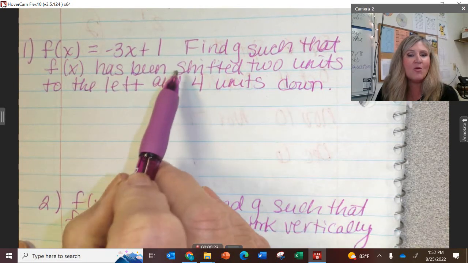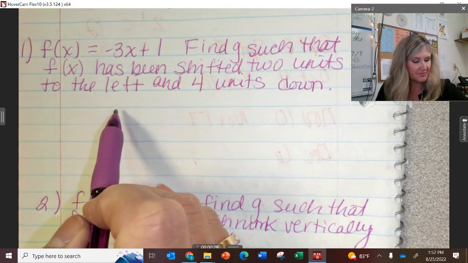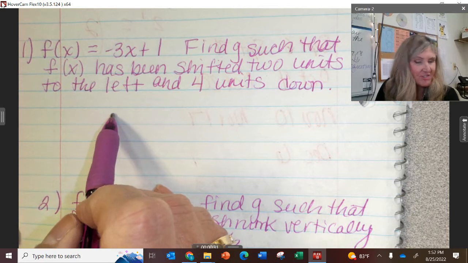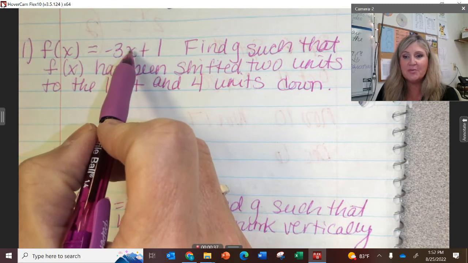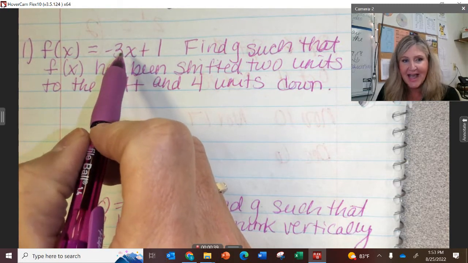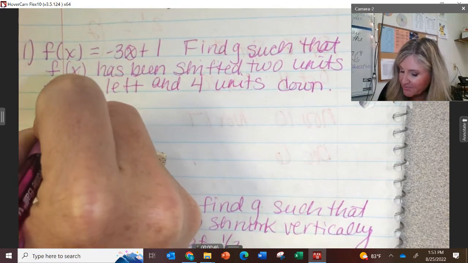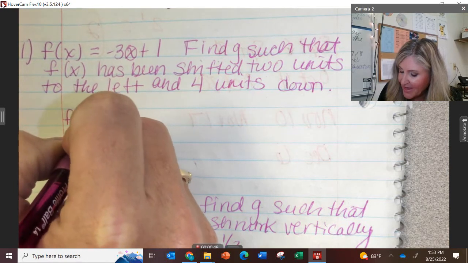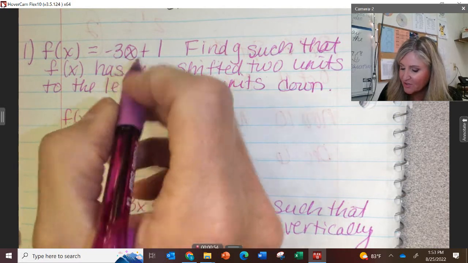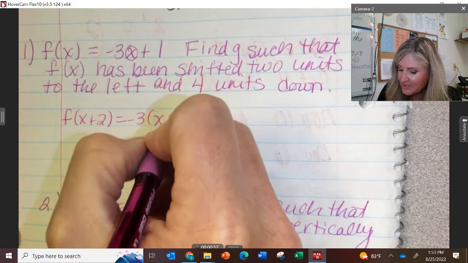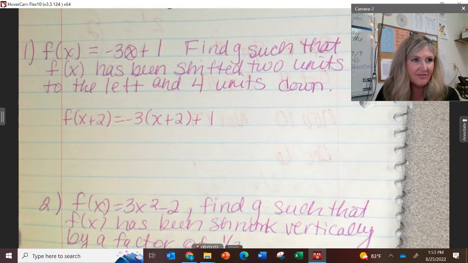Who knows how we can make a shift of 2 units to the left? What do we do? Plus 4. Plus 2. Okay, and I don't want you to just say plus 2. It's actually a replacement. It's not that I can just put x plus 2. I need to actually replace this x with x plus 2. Watch the notation. I'm going to do f of x plus 2. That means everything stays the same, but wherever I have this x circled, I'm now going to replace it with x plus 2. And that is going to shift us 2 units to the left.